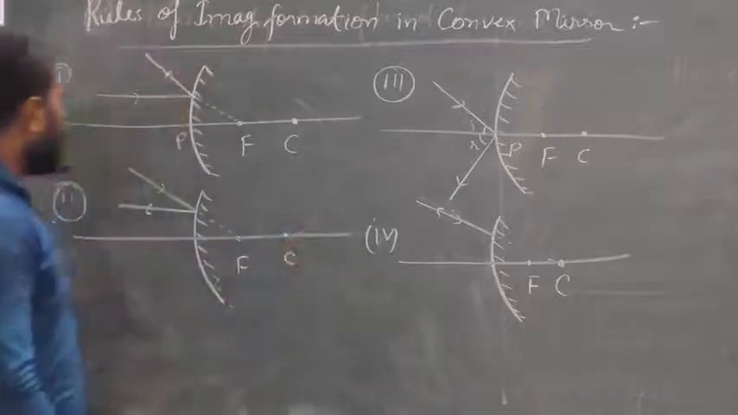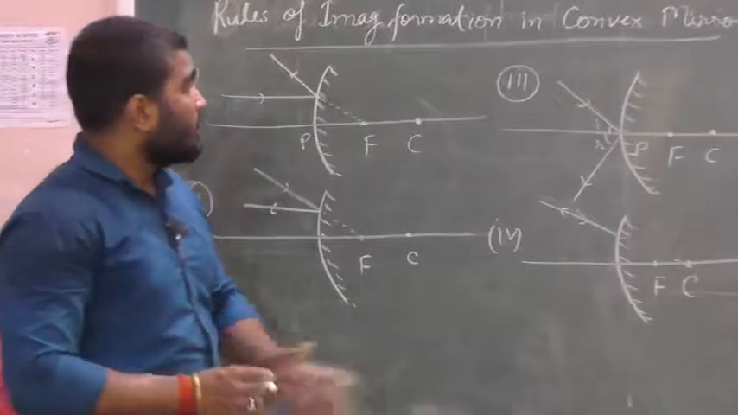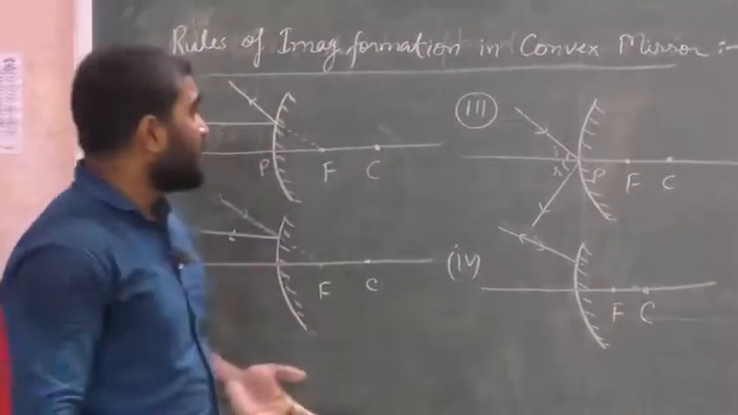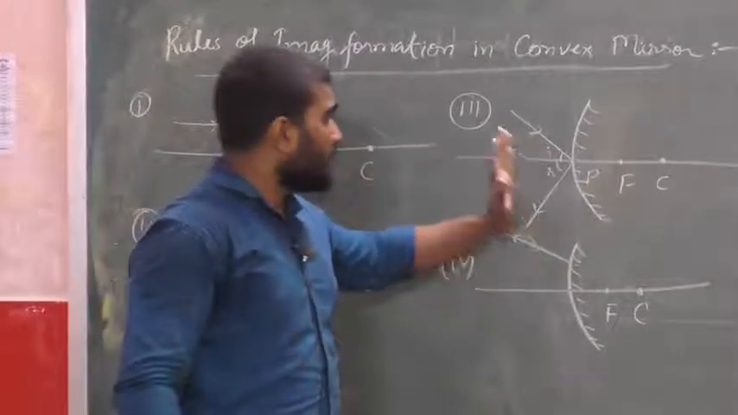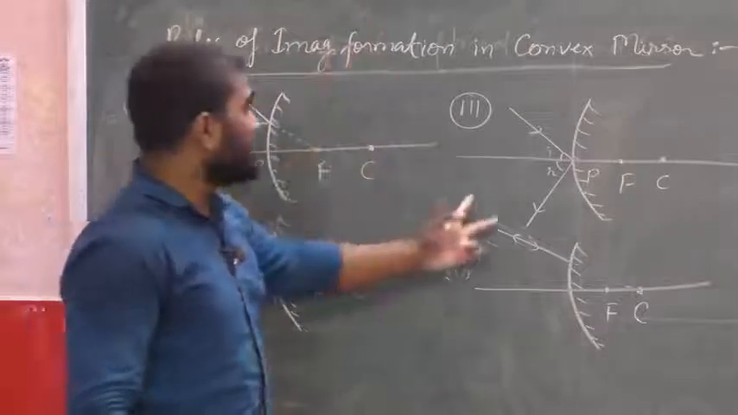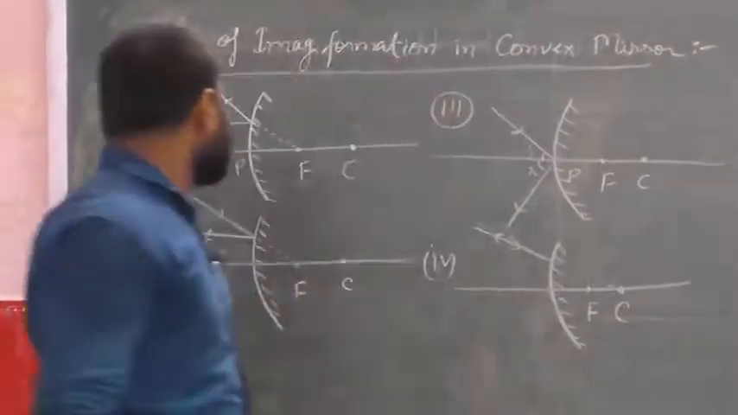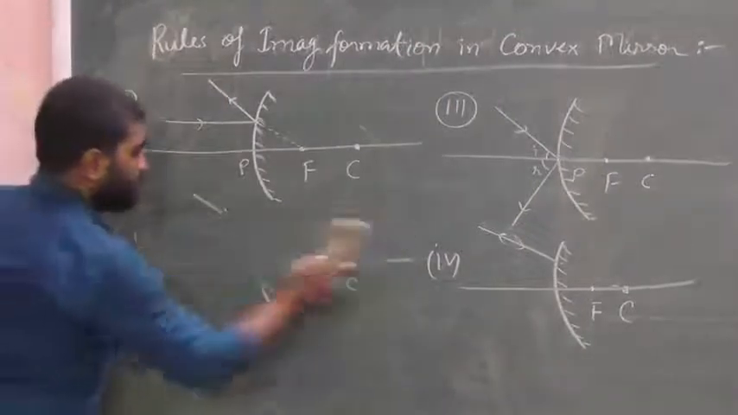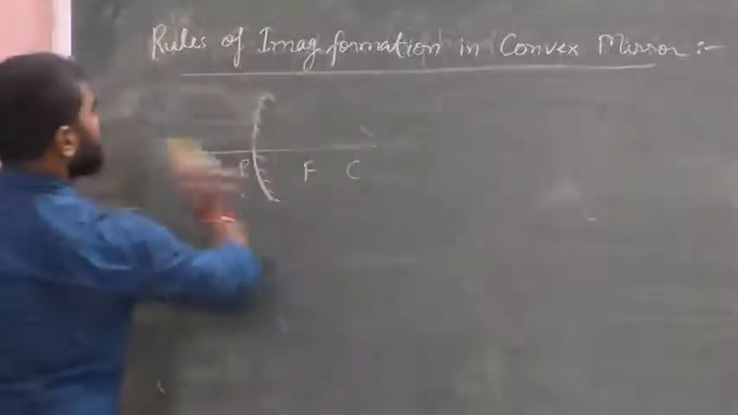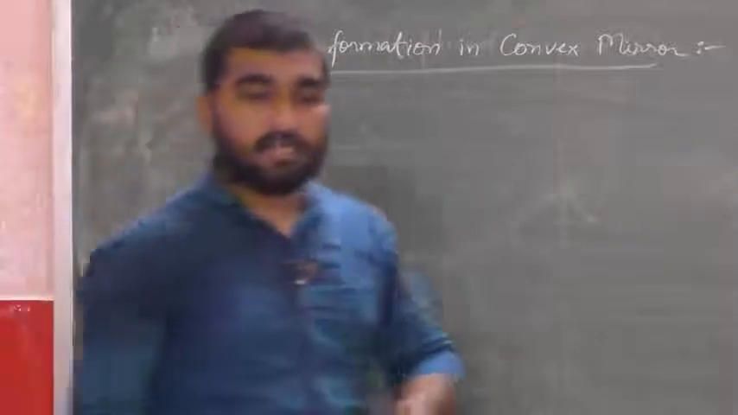These four rules will be used in the formation of image in a convex mirror, and there are only two cases of image formation in a convex mirror. What are they? The object can be placed near the convex mirror or at infinity. Only two cases are available here. So we are going to image formation. You can see here, image formation in a convex mirror.